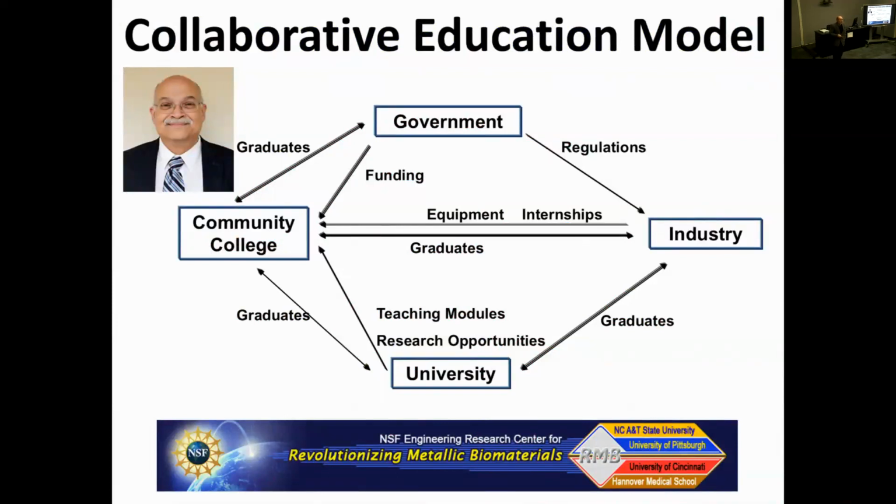So what are universities good for? Universities are good for training, teaching, and research opportunities. And university provides graduates to industry. And the community college provides graduates to the university. And the government oversees regulatory affairs for industry. And all this, and the funding, and all this Dr. Pai knew. Dr. Pai had this all figured out years ago.